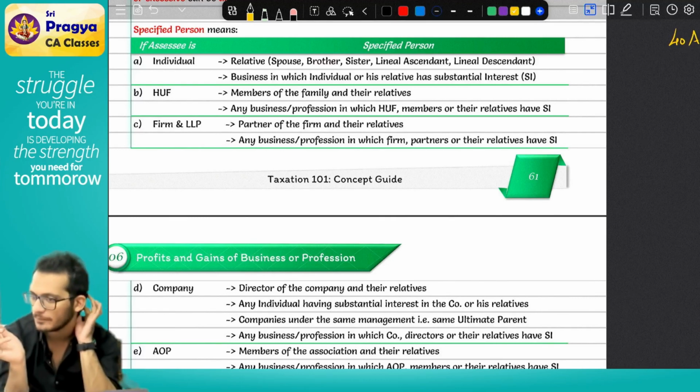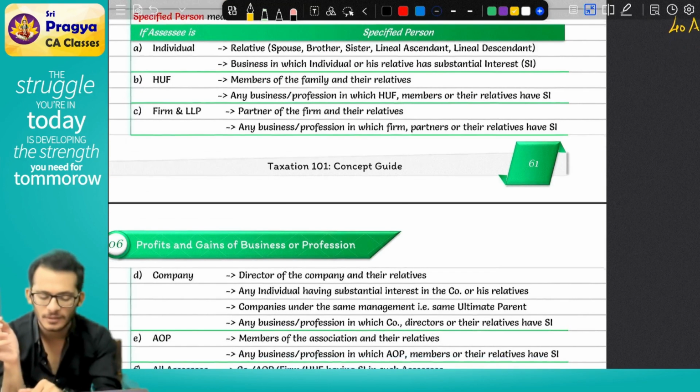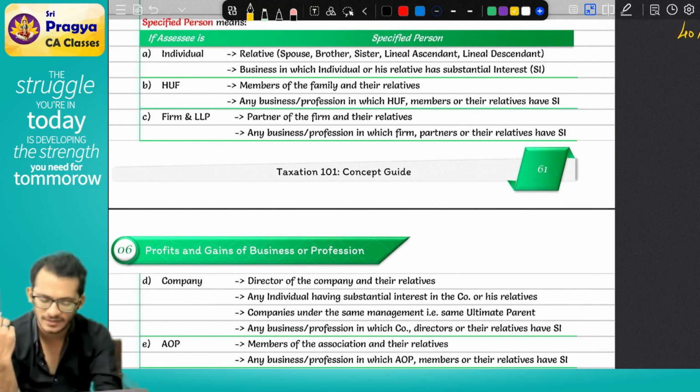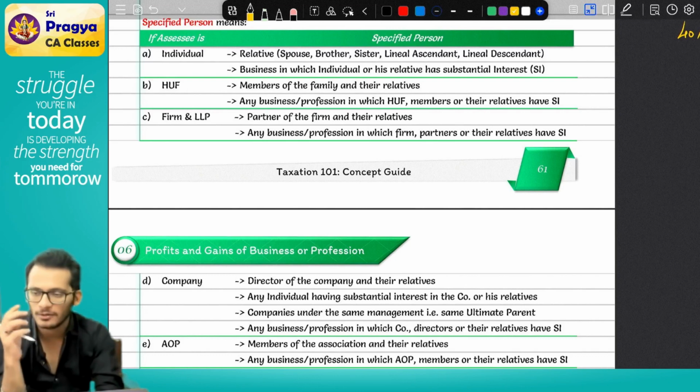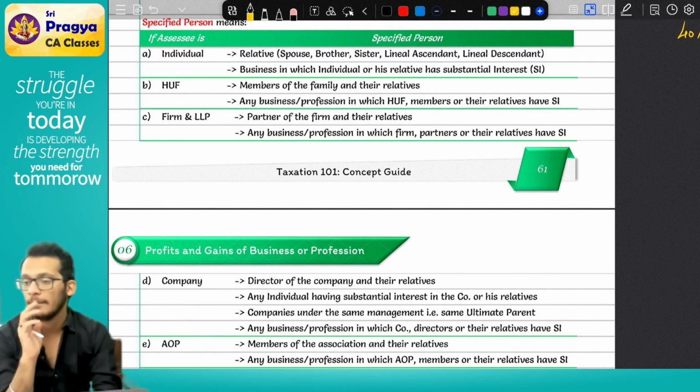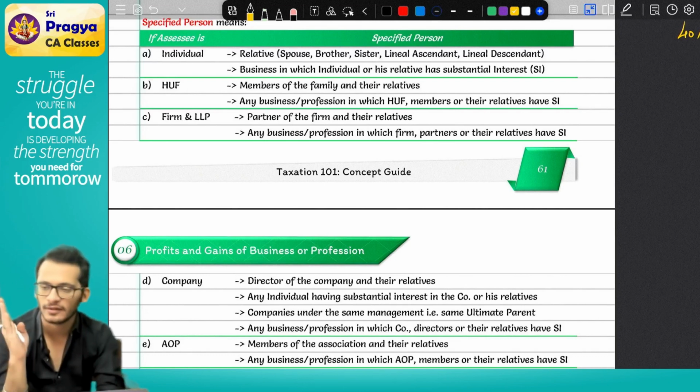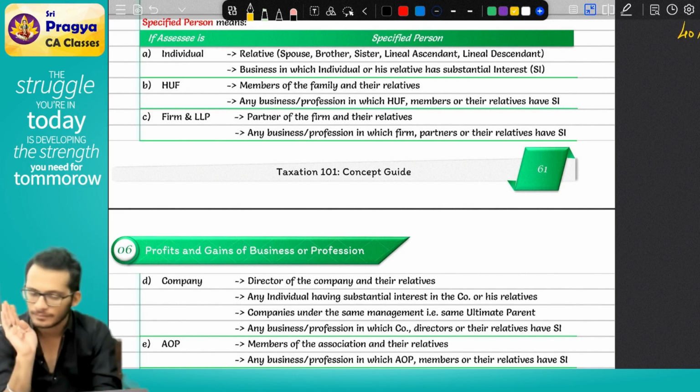Simple, straightforward. Yes. Next, they're saying any kind of firm: partners of the firm and their relatives, any business in which they have substantial interest. If you think about it, I'm talking about the owners of the business. For a HUF, the owners are members. For a firm, the owners are partners. For an individual, the owner is himself. So I'm covering them along with their relatives, along with their concern.